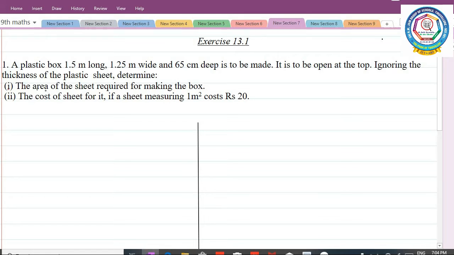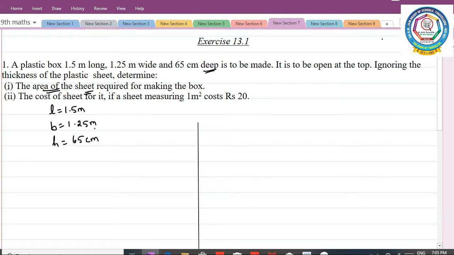First we have to find out how much area is required for the sheet. Before you write it, what is given? L is equal to 1.5 meter. L represents length. Next one, wide. Wide means breadth. So B equal to 1.25 meter. Next one, deep. Deep means height. H is equal to 65 centimeter.